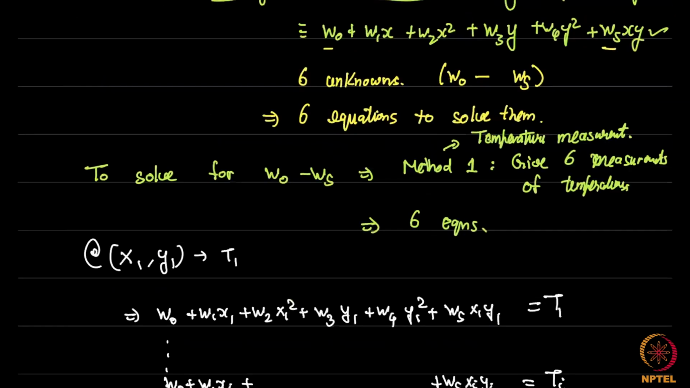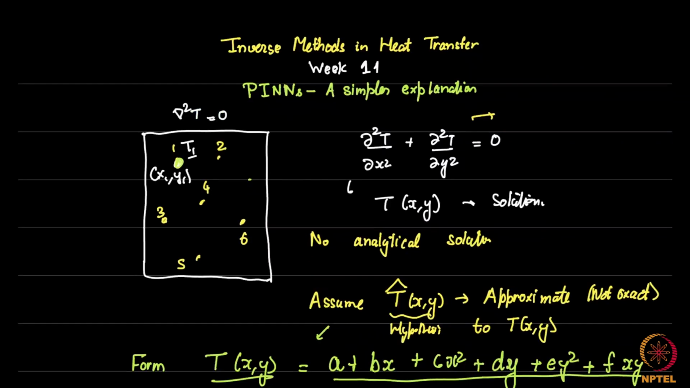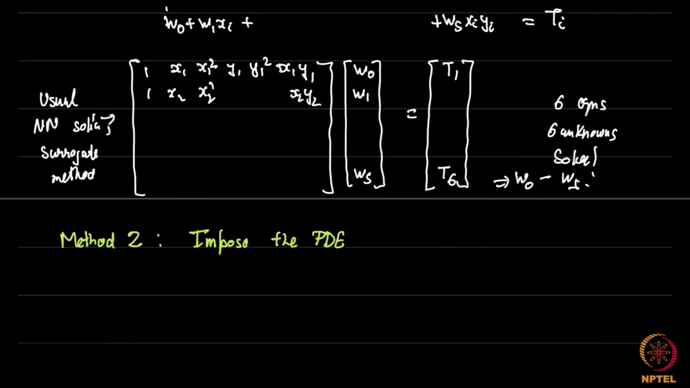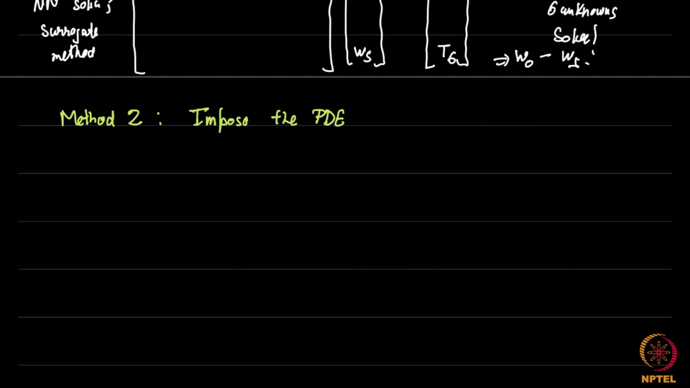Okay. Now, even though I don't know the temperature at this point, I do have one piece of information. What is that? I know that del square T del x square plus del square T del y square is equal to 0 at these points. What does that lead to? Okay. Impose the PDE. How do I impose the PDE? I already know the temperature expression, W0 plus etc. up till W5 xy. Then I can find out what del square T del x square is.